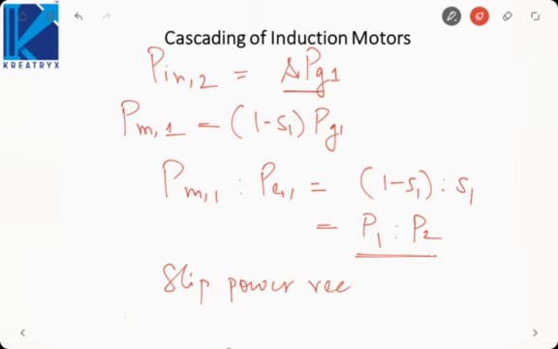Slip power recovery scheme. This is also one of the methods for control of the speed of the induction motor. These are all the methods that we have studied till now for the speed control of induction motor. We saw 3 methods for slip control technique and 3 methods for the synchronous speed control.